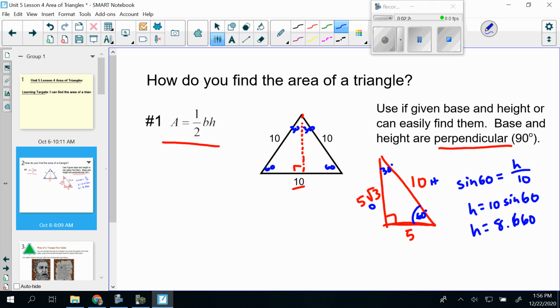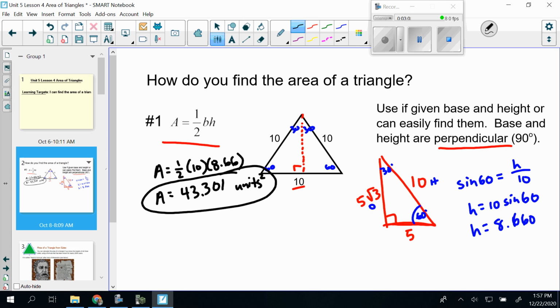And now I'll plug all that information into our area equation over here to find the area. So it'd be half of our base, which was 10, times our height, which is 8.66. And now put that in the calculator, and you can come up with the answer there of 43.30. And if they give any type of units, it ends up being whatever the units are squared when you find the area. So there's our area there.